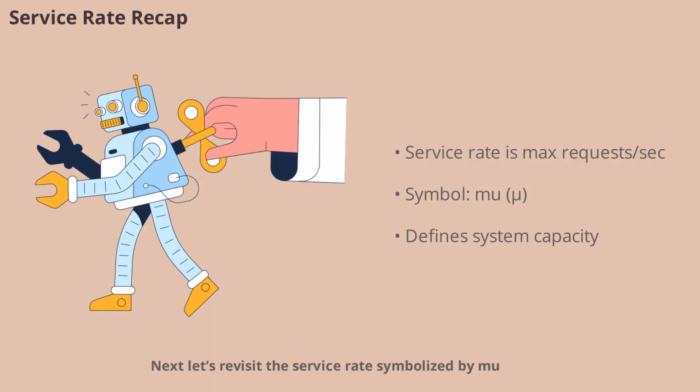Next, let's revisit the service rate, symbolized by mu. Service rate tells us the maximum number of requests the system can process each second. If your server can handle 100 requests per second, its service rate is 100. This metric defines the upper limit of your system's capacity. Comparing arrival rate and service rate is essential for understanding how close you are to maxing out your resources. It's the second critical factor in calculating utilization.